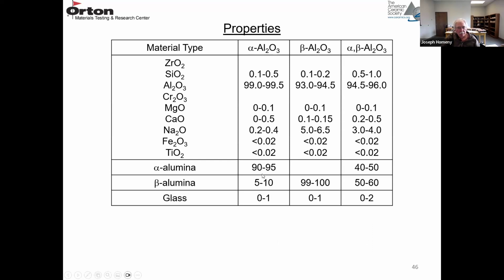So alpha alumina is 95% alpha alumina because of the trace amount of Na2O. You may have 5 to 10% beta alumina. And because it's relatively pure, low SiO2, you're only going to have less than 1% glass. The beta alumina is going to be close to 100% beta alumina, small amount of glass because of the silica again. And then the combination of alpha and beta alumina, roughly half alpha alumina, half beta alumina. And this one has a little more silica, so maybe 2% of a glass.